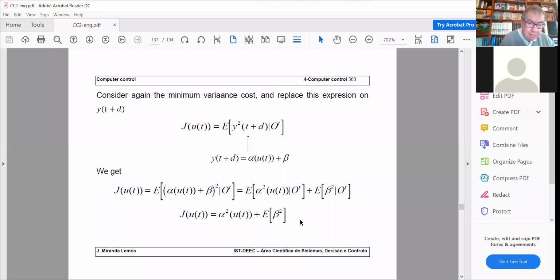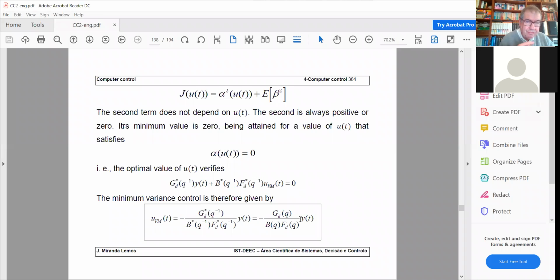So let's remember what alpha and beta are again. Clearly, the smallest value for J, since this second term does not depend on u, is obtained by making alpha equal to 0, because if alpha is a linear function of u, the smallest value of alpha squared with respect to u is when alpha is 0.